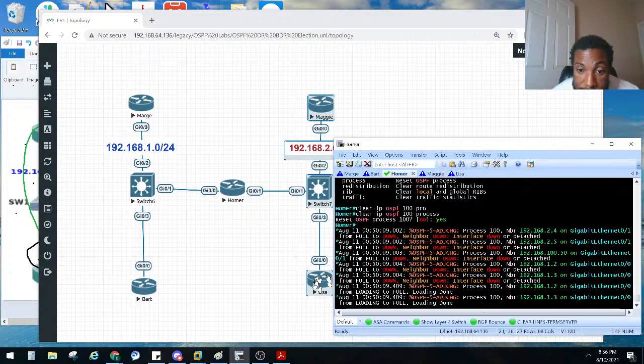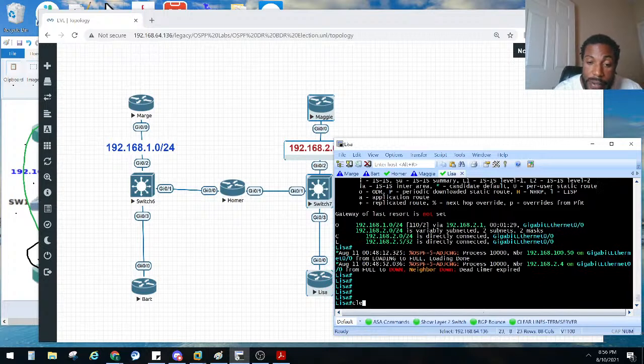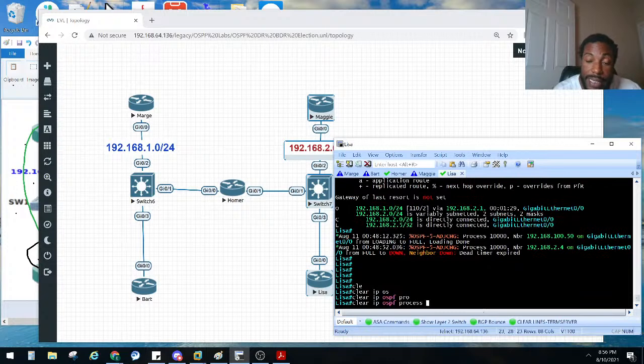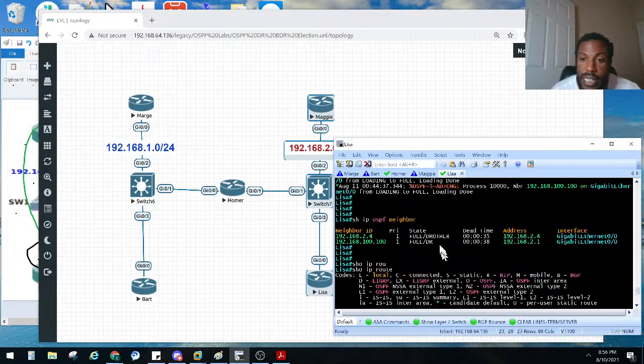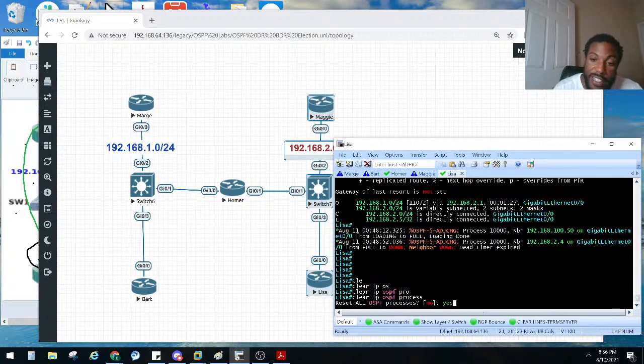We'll do the same thing on Lisa, right? Because her dead timer expired. Clear IP OSPF process, so that way she recognizes Maggie. And we don't even have to do Lisa because she's already a DROther. Can't remember. Let's just clear it anyway. Yes.